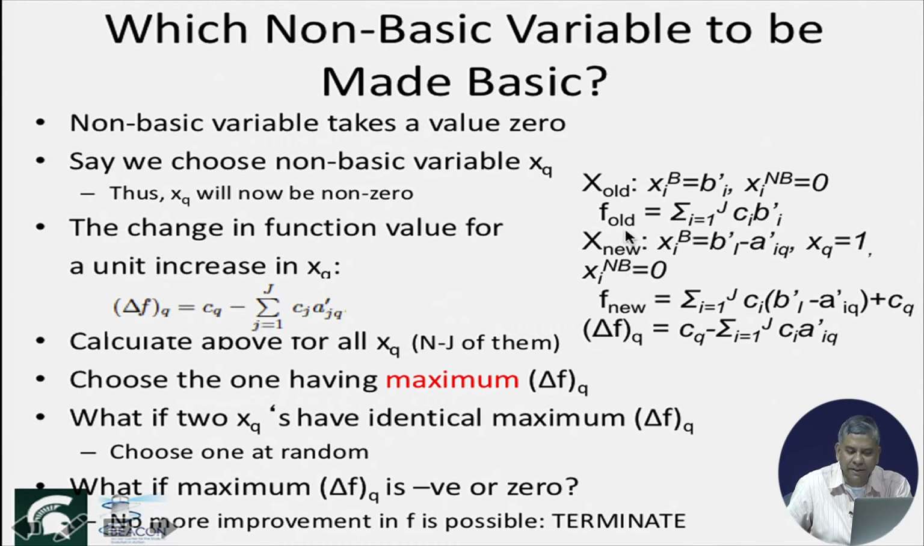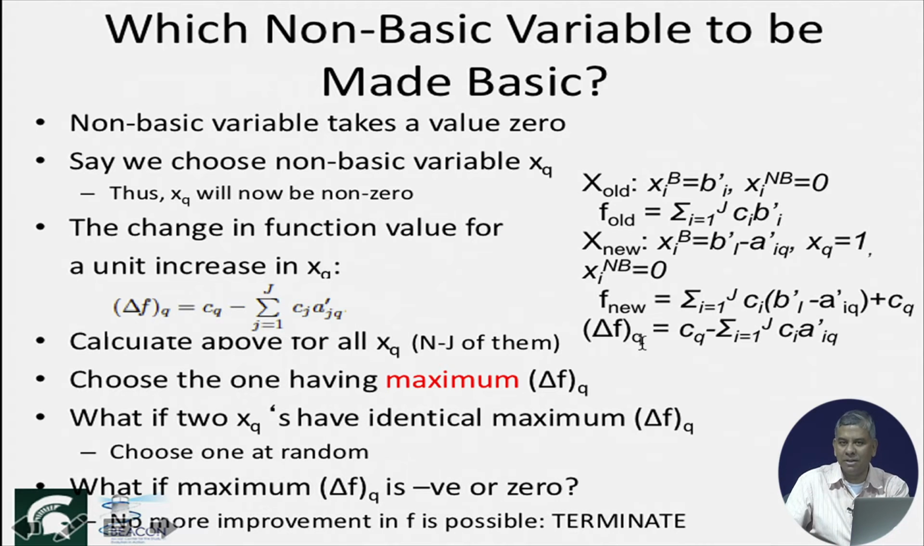Now if I take the difference, what I'm saying is, if I converted xq to be a basic variable, how much will be the gain in my function value? So f new minus f old will be the gain, and I'm calling that del f, the difference in f for the qth variable being made basic. If you take the difference, you will see this gets cancelled. You have cq minus this quantity times this. If I take the qth variable and make it basic, this will be the change in the function value. Now you can compute this for all non-basic variables, one at a time.